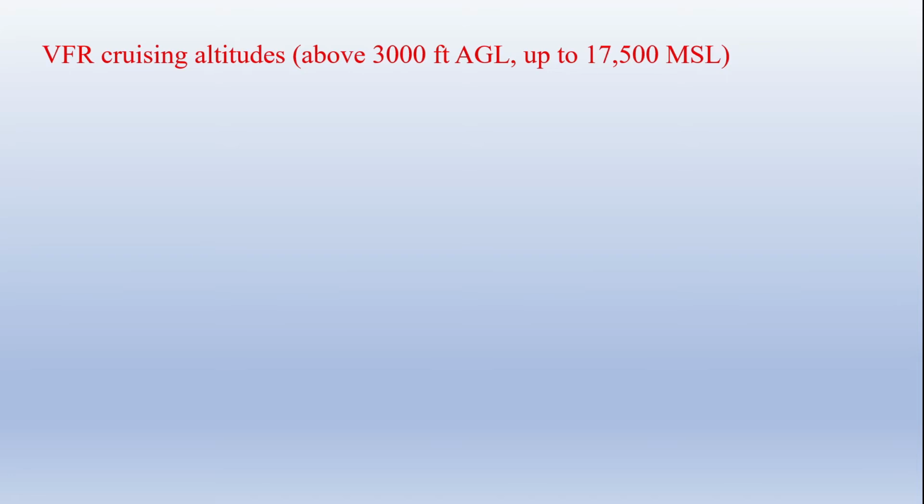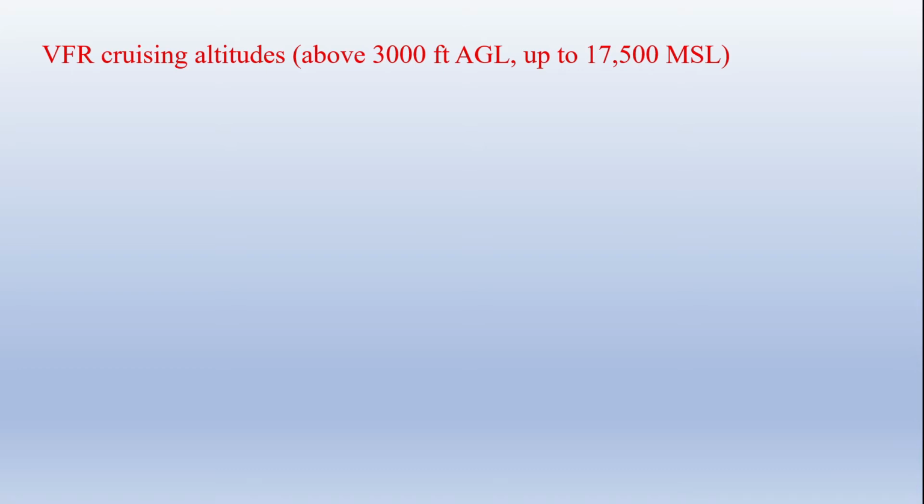The other thing we want to talk about before we take off is cruise altitudes and how we select them. If you're flying VFR, there are certain altitudes that are available to you for cruise altitudes. Those altitudes run from above 3,000 feet AGL up to 17,500 feet MSL, and they are based on your magnetic course.